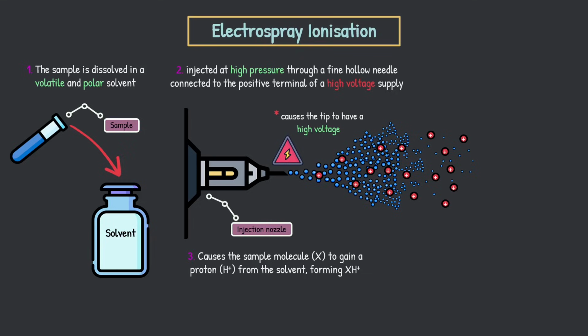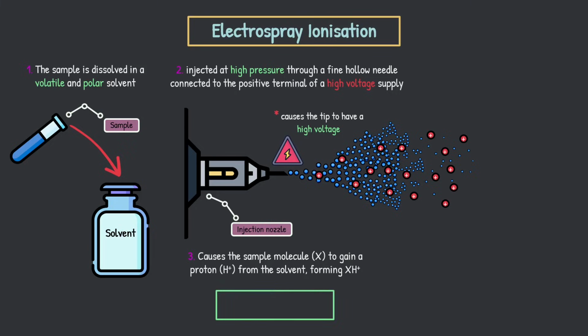It causes the sample, in this instance, I'm just going to refer to it as molecule X, just to represent any sort of typical molecule that we're looking at analyzing, and it gains a proton from the solvent. The solvent is going to be the source of the proton, the H+ ion, and it forms XH+. Remember that X can be any molecule that you're looking at, but it's essentially forming an ion that is positively charged by gaining a proton.